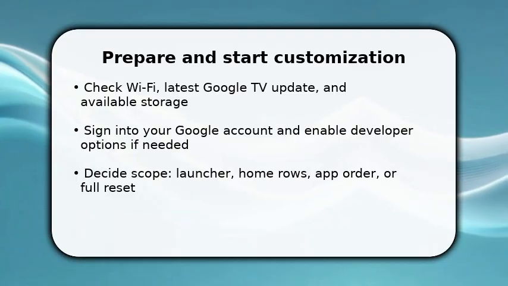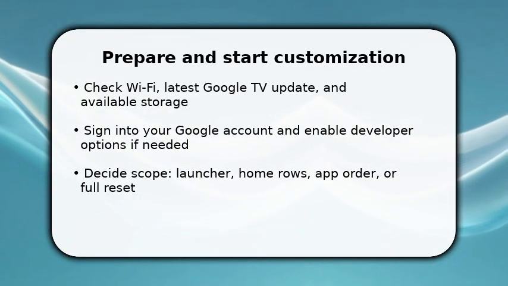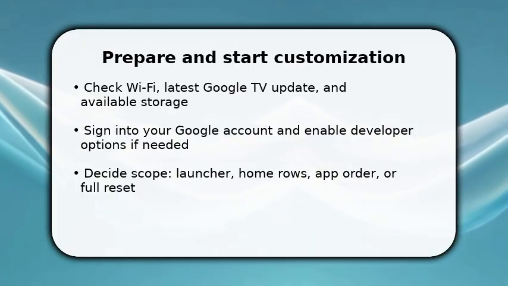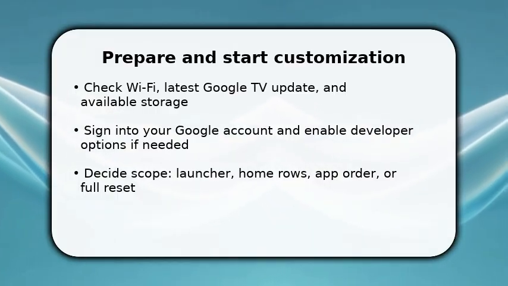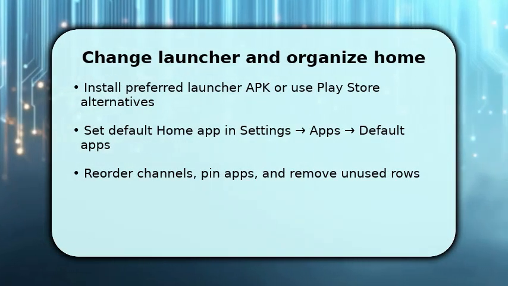Start the interface app, press Home, select Settings, and open Apps. From here, you're positioned to change default launcher or adjust home content. These first steps give you clean control. Now change the launcher or rearrange home content.